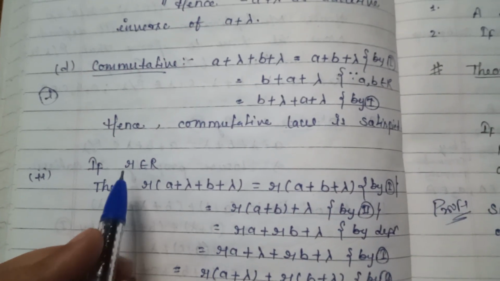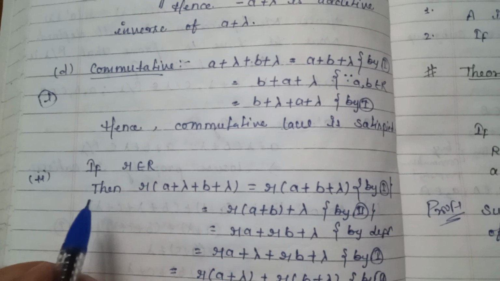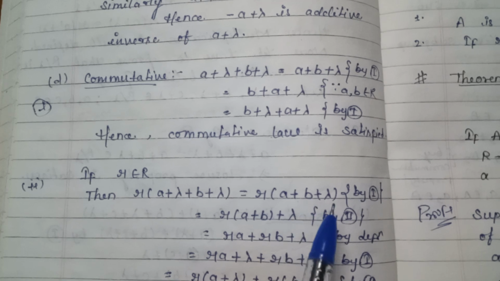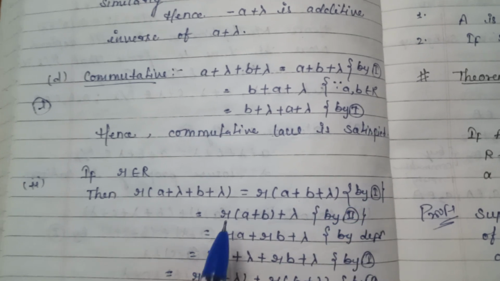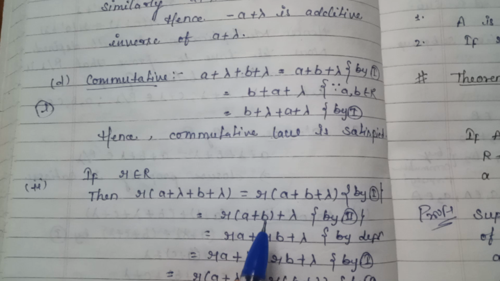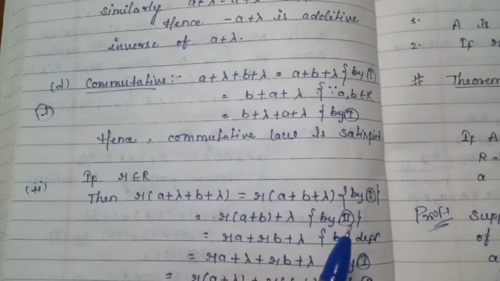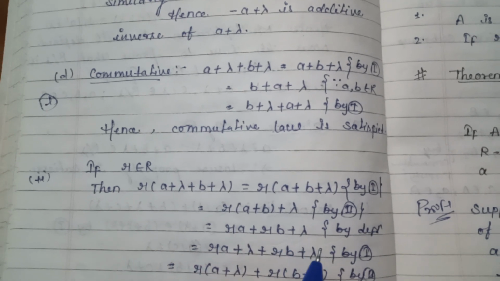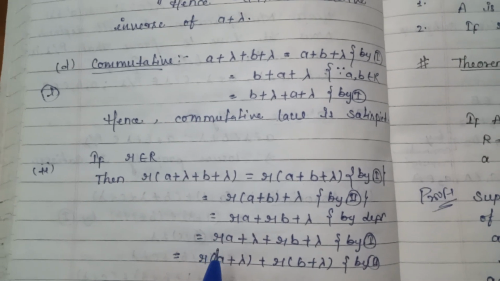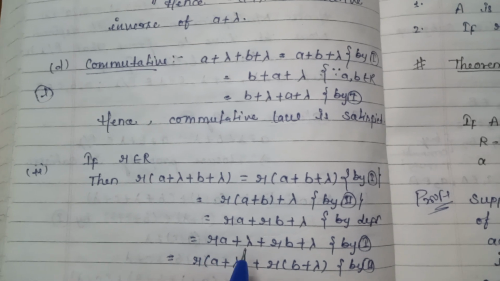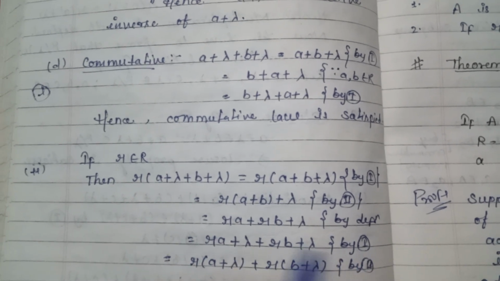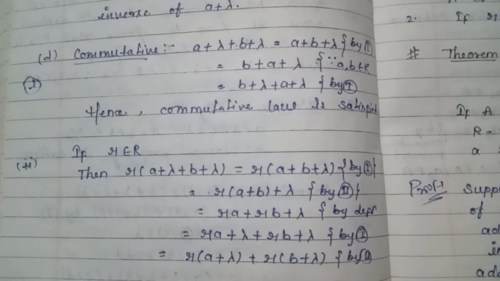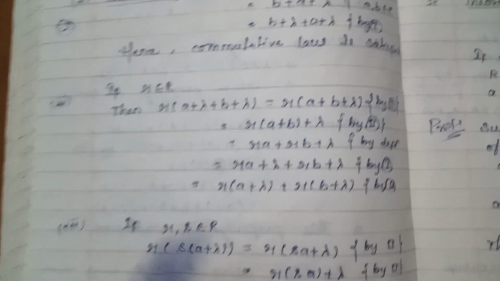If small r belongs to capital R, then r((a + λ) + (b + λ)) is equal to r((a + b) + λ) by first property, which is equal to (r(a + b)) + λ by second property, which is equal to (ra + rb) + λ by definition, which is equal to (ra + λ) + (rb + λ) by first, which is r(a + λ) + r(b + λ) by second property.